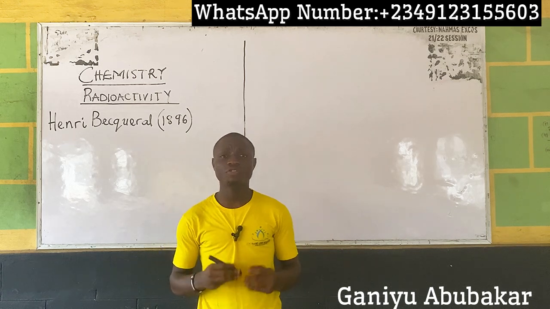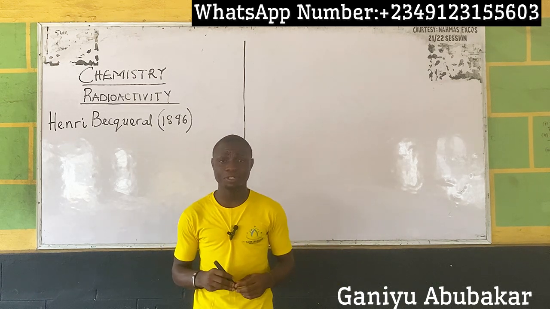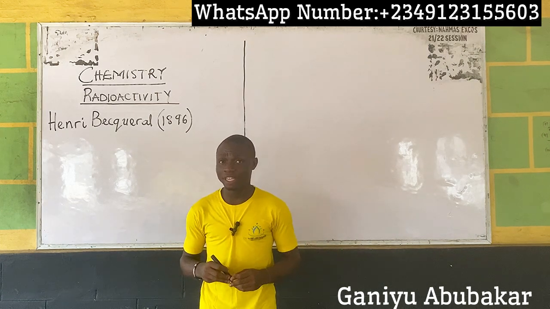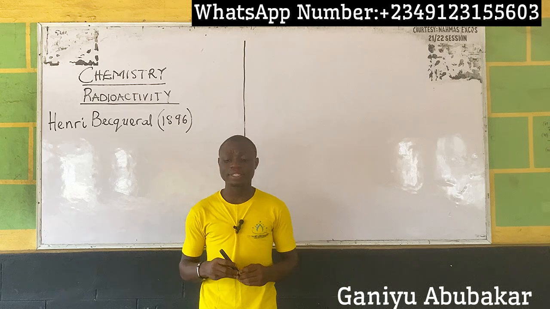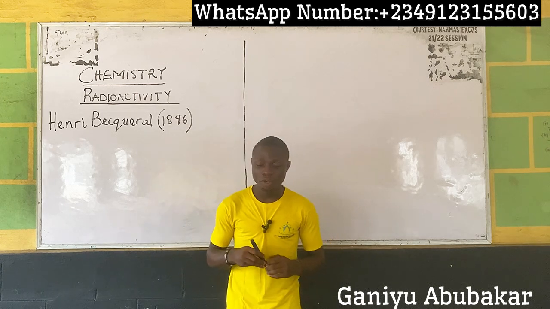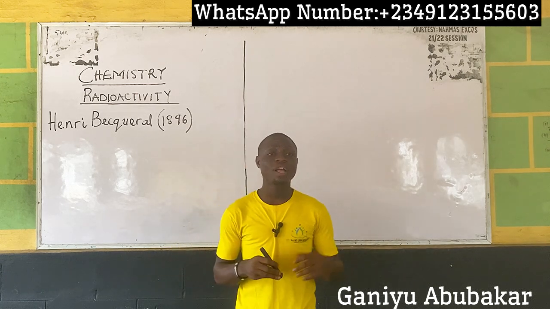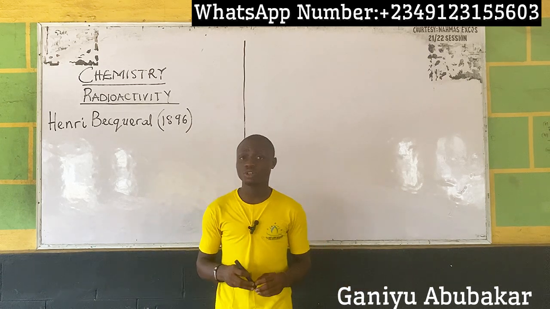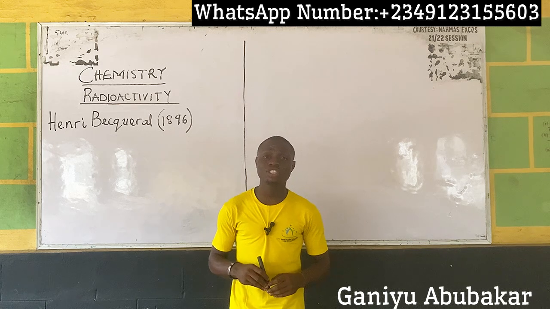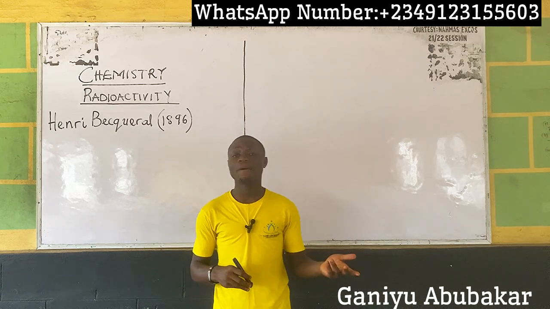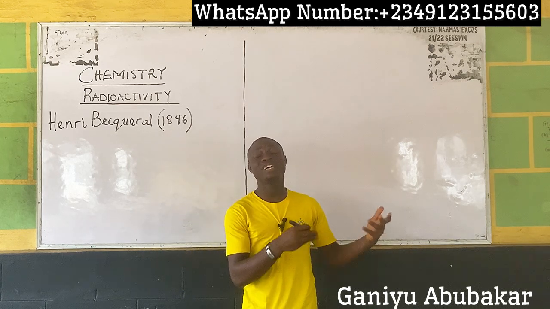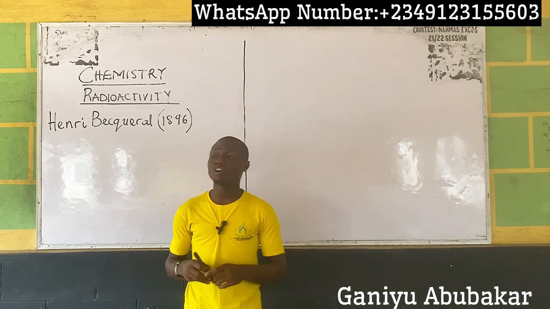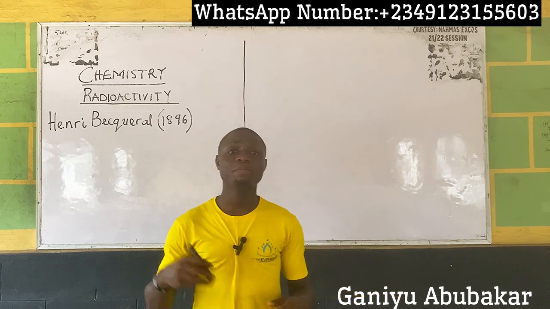Let's look at the study of radioactivity in chemistry, and also we'll look at types of radiation. We'll also look at the concept of alpha particle, beta particle, and gamma ray or gamma radiation. Proceeding, we'll also look at natural radioactivity and artificial radioactivity, and also the concept of alpha decay and beta decay.